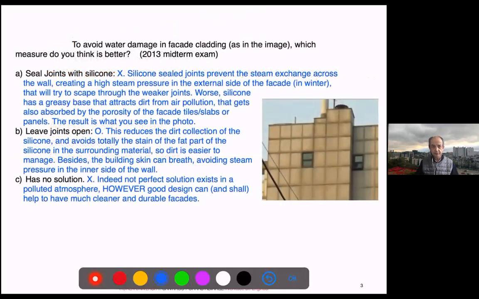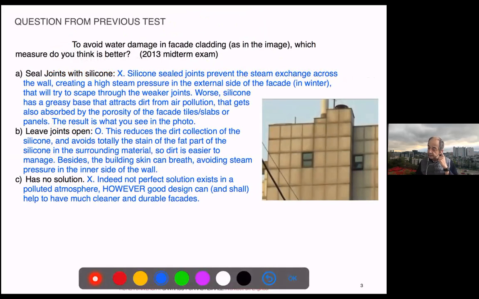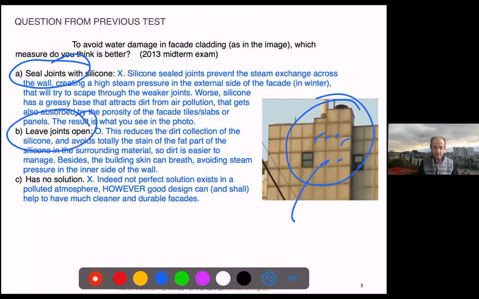So, to review a few things, this was one of the questions we had, I think, in previous tests, or from the class. We had some problem with the dirt in the facades. And there were 3 options: sealing joints with silicone, leaving joints open, or saying it has no solution.